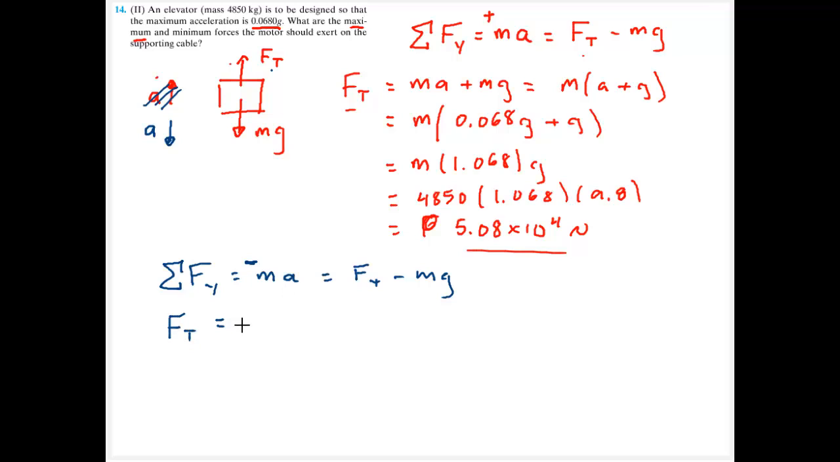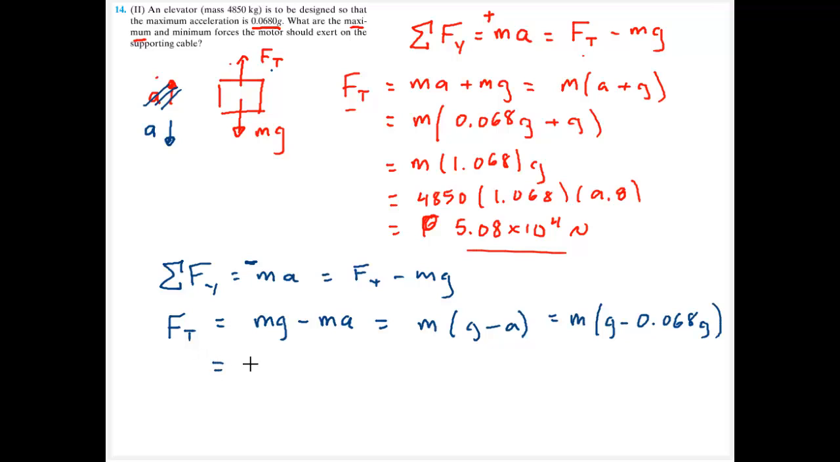Again, solving for the tensional force. Here I'm going to have mass times gravity, and now it's going to be a minus mass times acceleration, so a little bit different than before. So mass, gravity minus acceleration, or mass multiplied by gravity minus 0.068 g, and that's going to be equal to the mass, which is going to be 4850. Those g's are going to give me a 0.932 g, g being 9.8 meters per second squared. So that force is now going to be 4.43 times 10 to the 4th newtons.